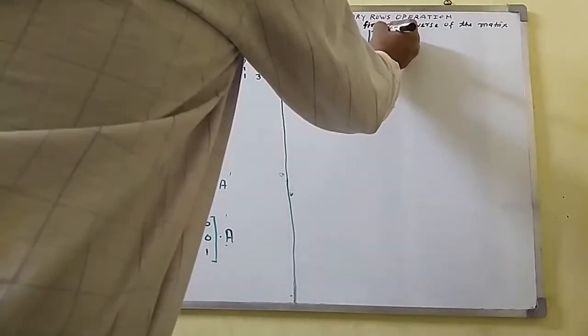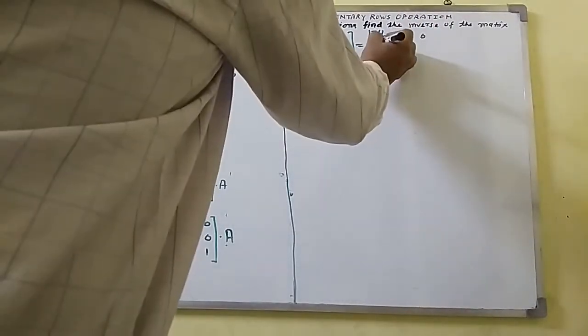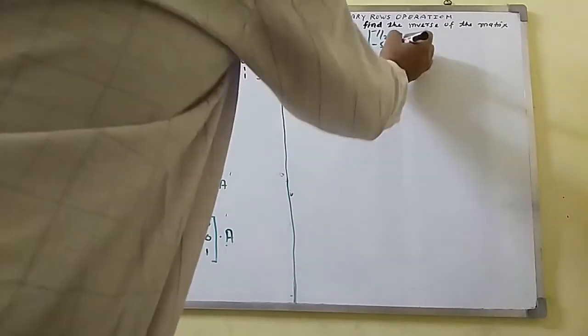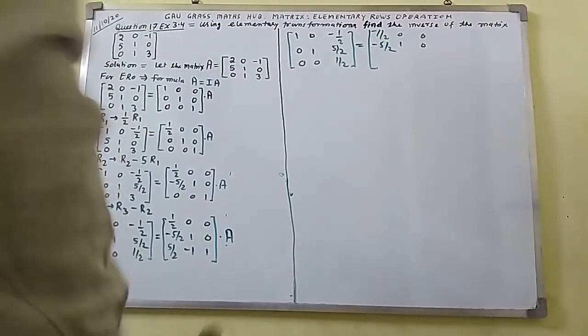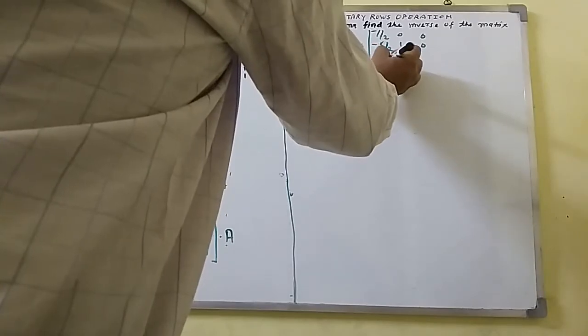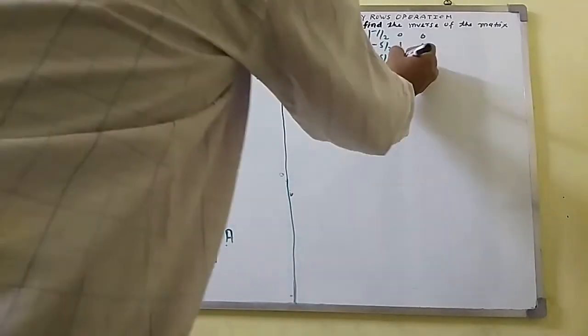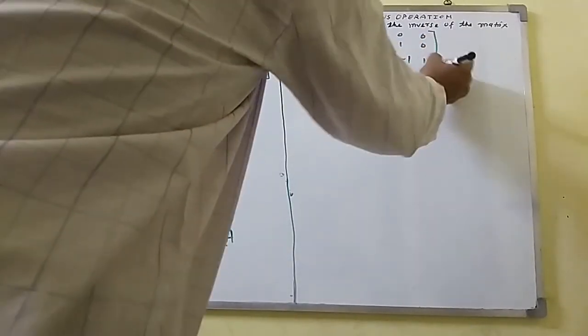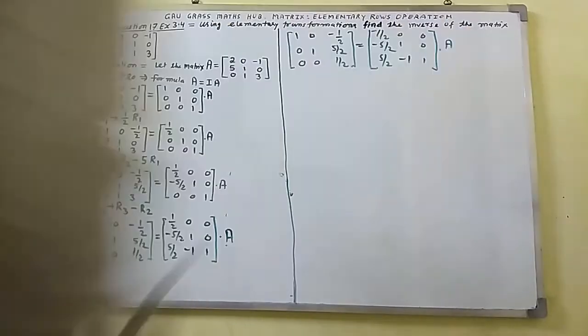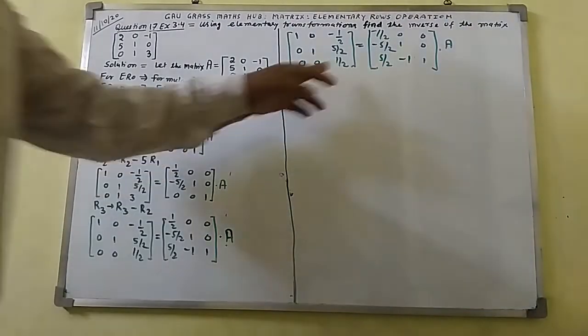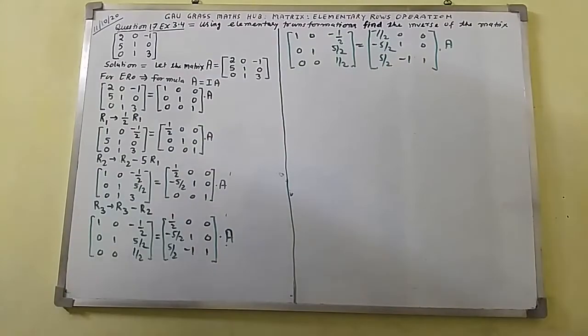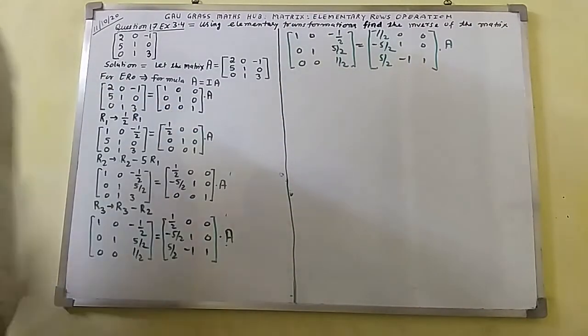The elements of the first row: 1 over 2, 0, 0. The elements of the second row: minus 5 over 2, 1, 0. And the elements of the third row I have written: 5 by 2, minus 1, 1. Dot A will be written. Now here you can see this element, 1 over 2 is there. So this 1 over 2 will be converted into 1.